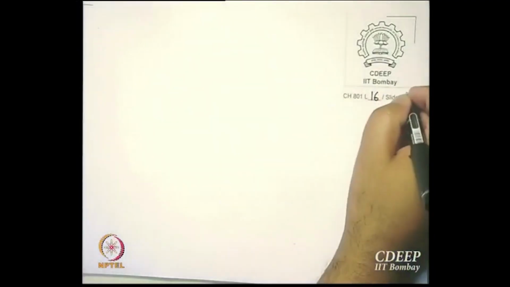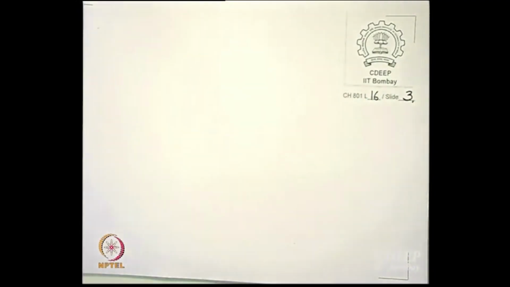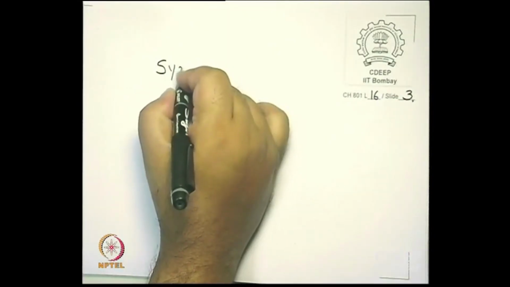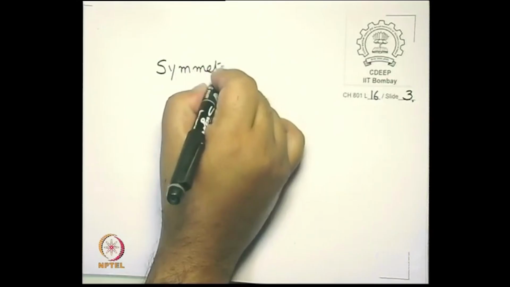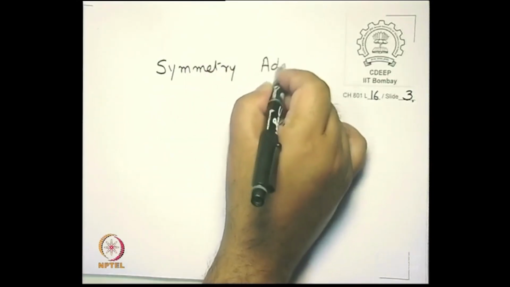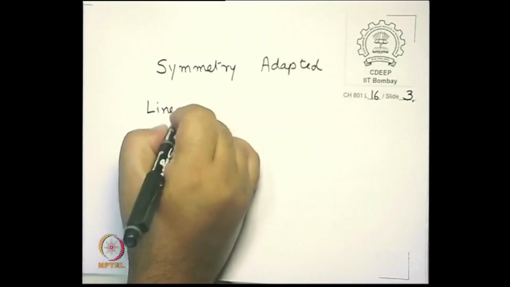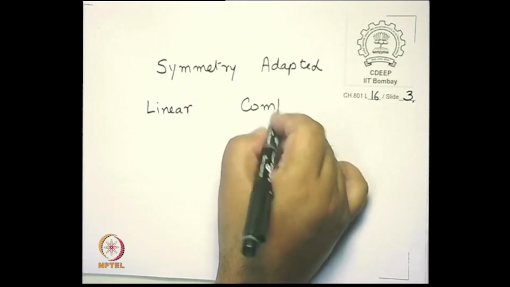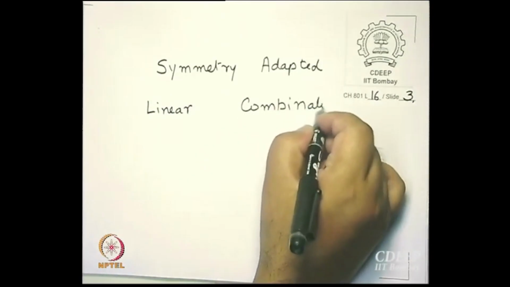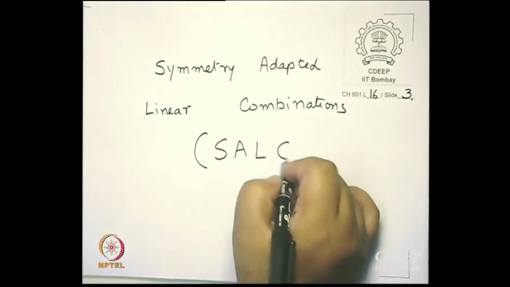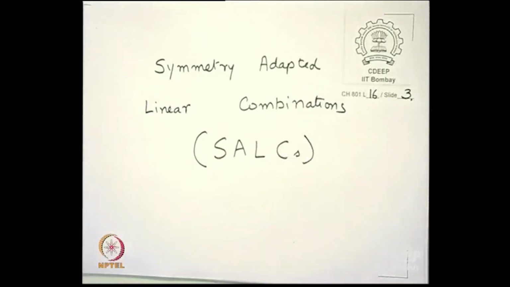Achha, lecture 16, slide 3. Now we go on to what we intend to discuss today. We intend to discuss today symmetry adapted linear combinations, or what are called SALCs, sometimes they are pronounced as SALC. Okay, so you are going to talk about SALCs.